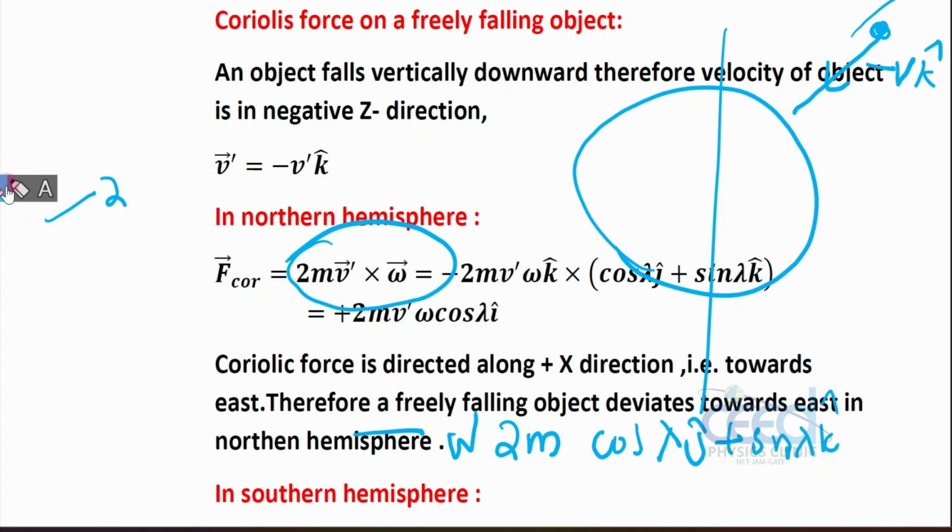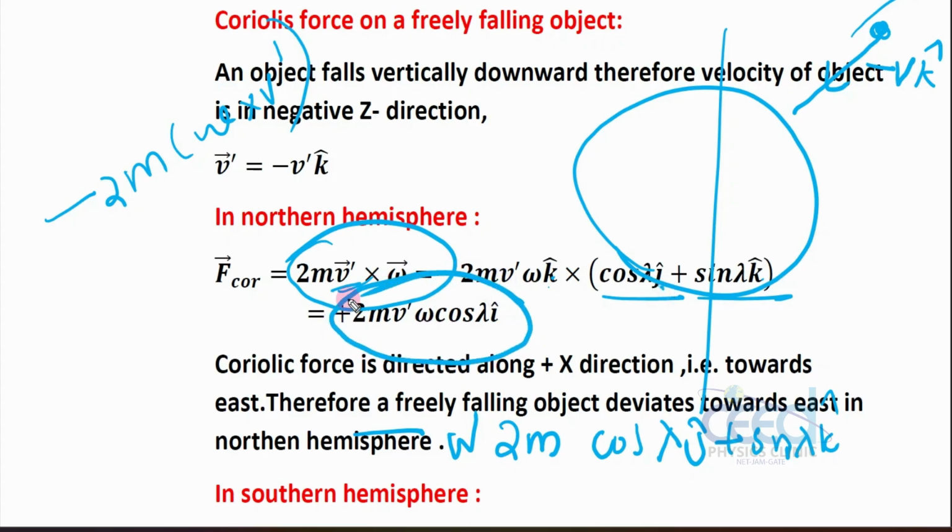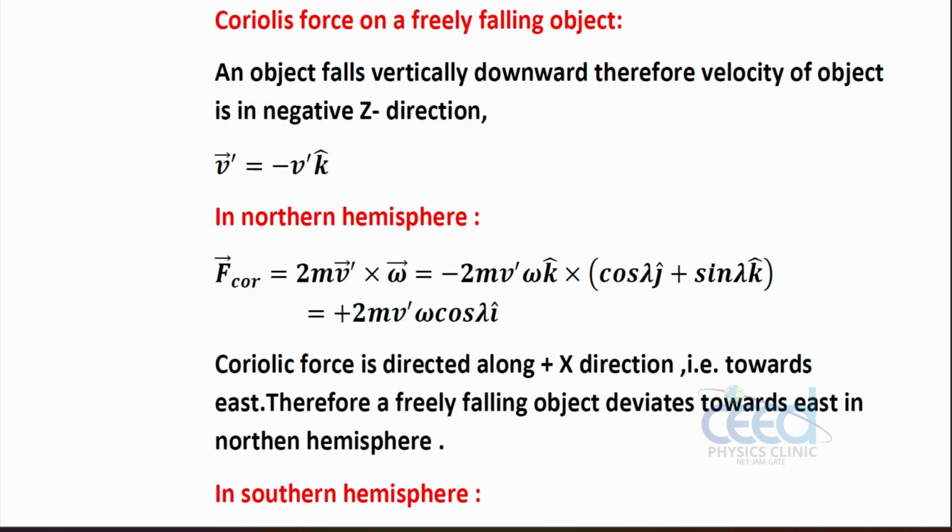Okay, let us continue. Minus 2m omega cross v dash. This minus we can remove by writing v dash first, no issue. Now substitute cos lambda j cap plus sin lambda k cap. k cross k is 0, then what is remaining? k cross j. k cross j is minus i cap, minus minus plus. Then 2m v dash omega cos lambda i cap. This is the Coriolis force on a freely falling object, right?